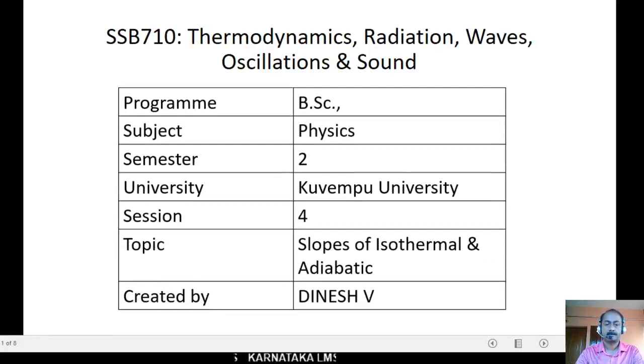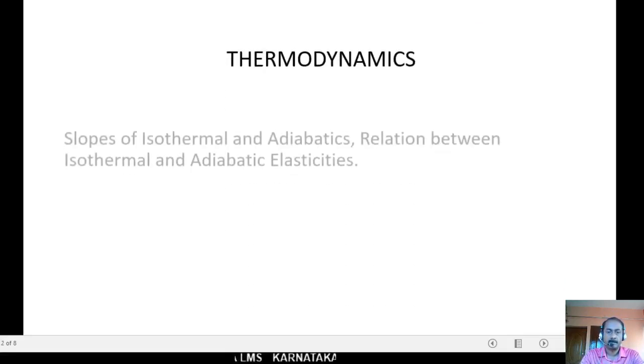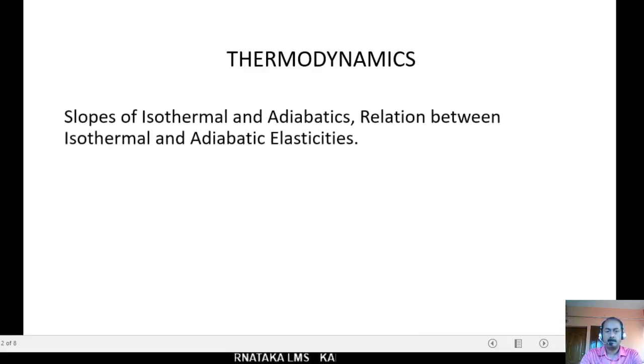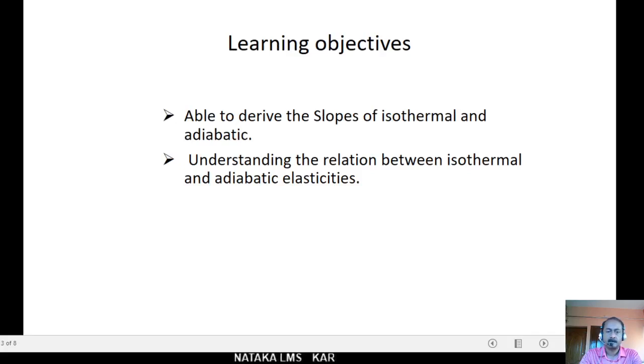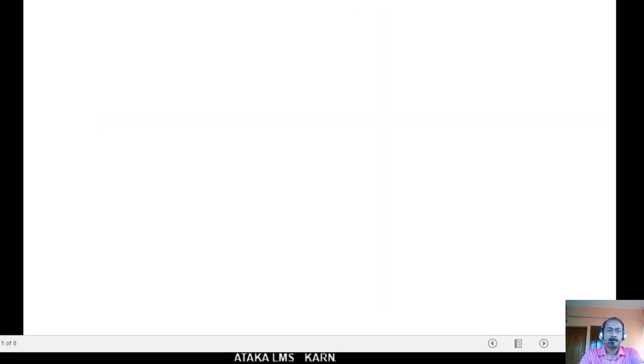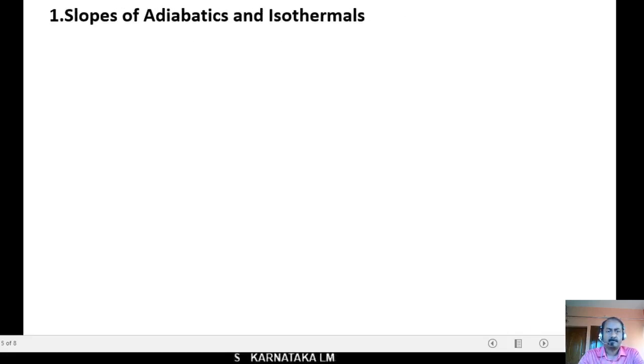Dear students, in this session, I am going to explain the topic slopes of isothermal and slopes of adiabatic, and also the relation between isothermal and adiabatic elasticities. Let us see one by one in detail. First one, slopes of adiabatics and isothermals.